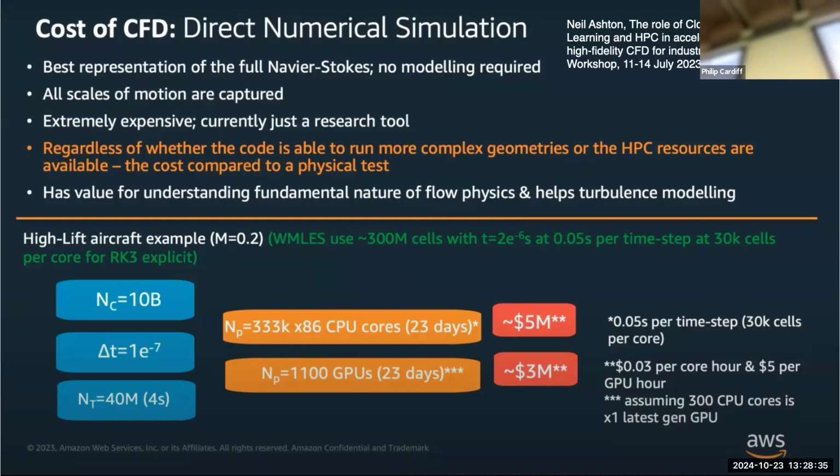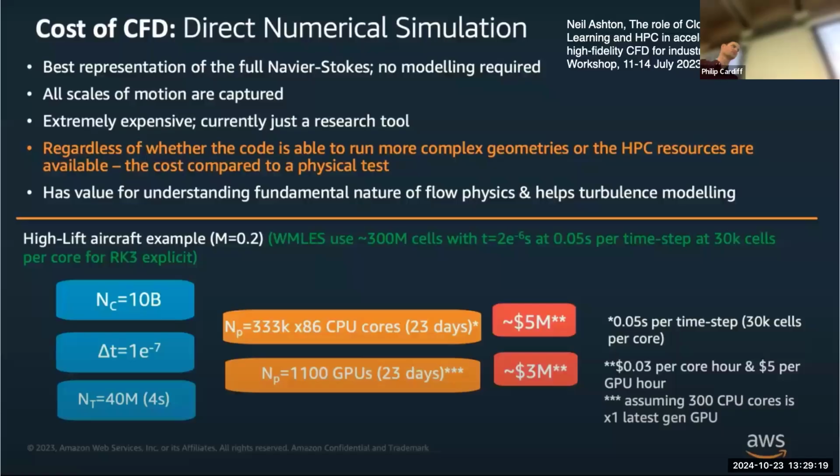He said you'll probably need about 10 billion cells. And you'll probably need about 40 million time steps if you want to simulate 4 seconds for a high-lift situation, which is not very long. Your time step would need to be about a tenth of a microsecond. So if we use 333,000 CPU cores, it would take about 23 days based on current technologies and current software. With the best current costs out there for Amazon, that's about $5 million just to run that one simulation. And he said, okay, next generation codes are going towards GPUs.